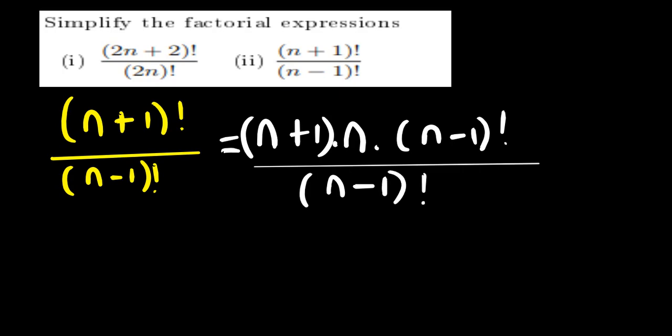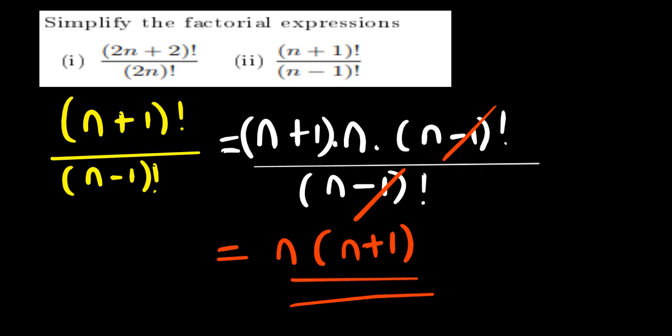Okay, when I simplify the factorials, what am I going to have? This n minus 1 factorial and this n minus 1 factorial, they are going to divide. And what am I going to have? I'm just going to have n multiplying by n plus 1. So this will be my final answer. We've simplified the factorial expressions. Then we can solve another one.